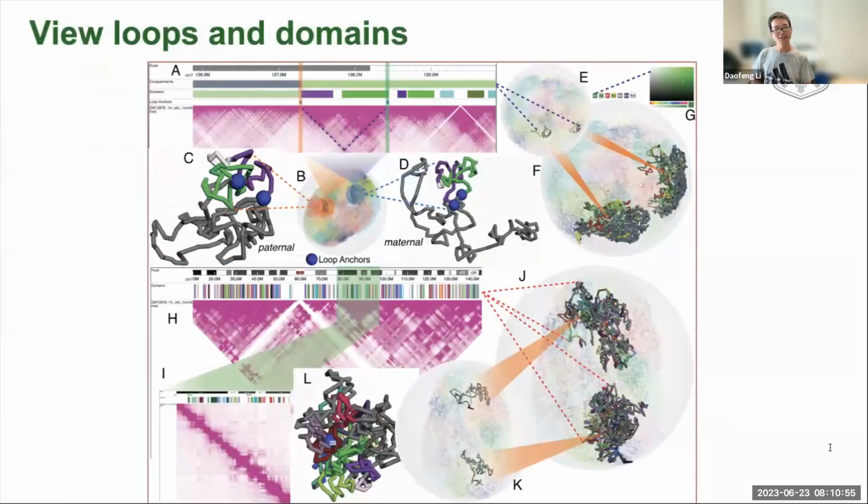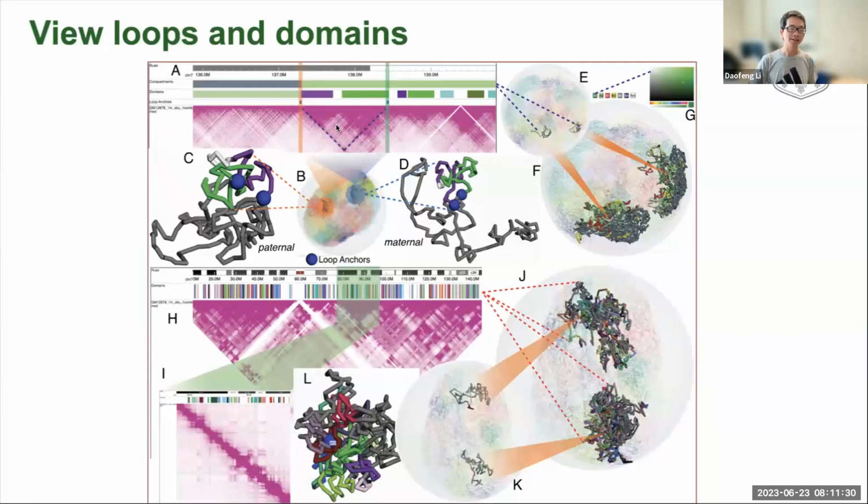In this example, I'm showing you how you can use the 3D browser to view loops and domains, which is specific to the 3D view. If you can see my cursor, in the A part, the top part, there's a typical browser view with the ruler indicating the genomic locations. Then there's a compartment annotation, which is AB compartment, but you also have the subtypes A1, A2 and B1 to B4 compartments. Then you have a domain annotation, which shows a different color to indicate each domain.